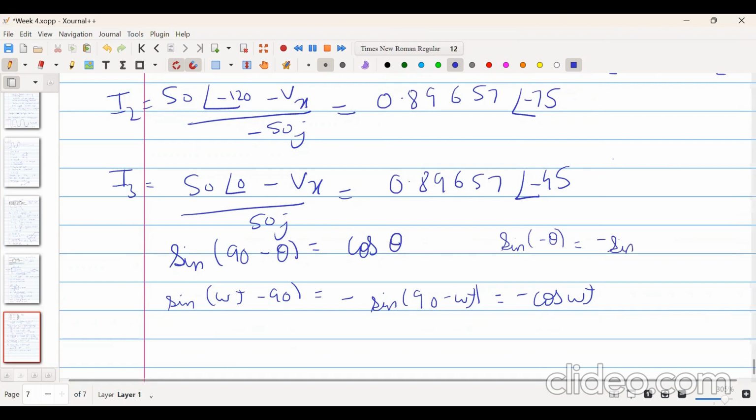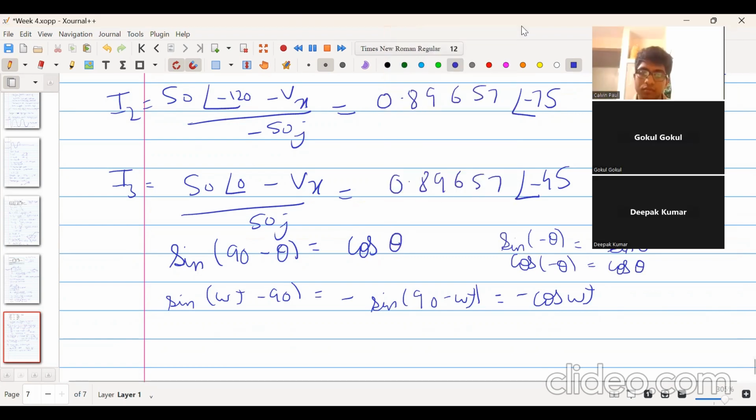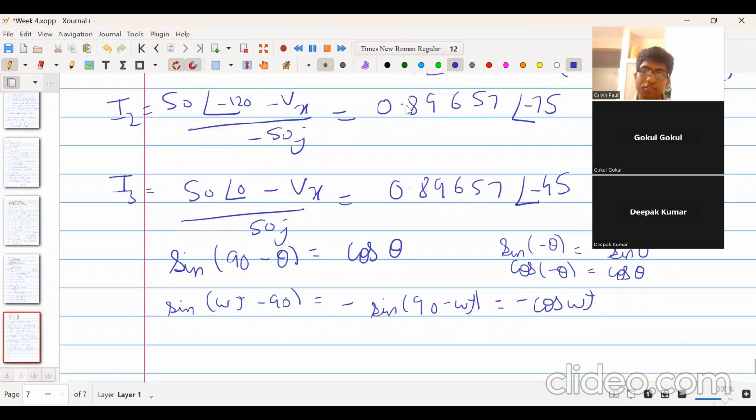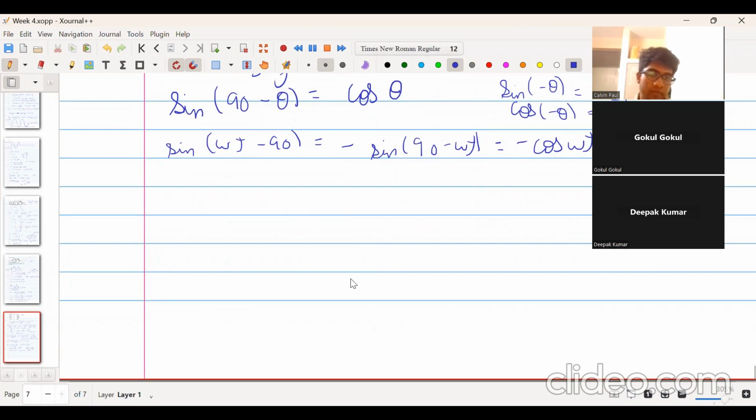Yes sir. And also cos of minus theta is equal to cos of theta. Yes sir. So like this, you have to use these sort of small tricks to get it. Okay sir, thank you sir for telling that. You just have to play around with the formulas to get what you want.